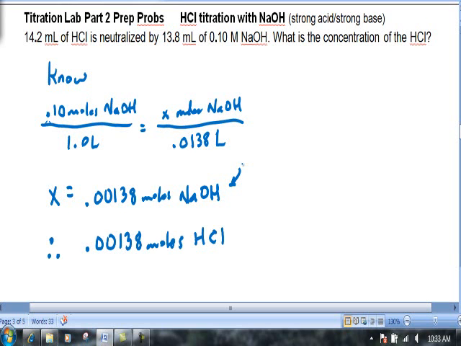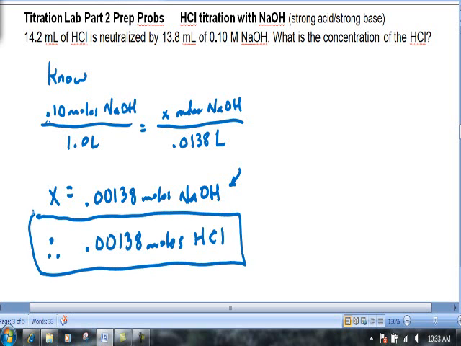Because the NaOH and HCl react in a 1-to-1 ratio, we can say, therefore, that we have the same number of moles, or 0.00138 moles of HCl, present in the HCl sample. Now we have our volume of the HCl that was used, 14.2 milliliters. Concentration is measured in moles per liter. There are two things we need to know. We have to know the moles, which we now know, and we have to know our liters, which is data we collected when we measured out our volume of the HCl solution used.